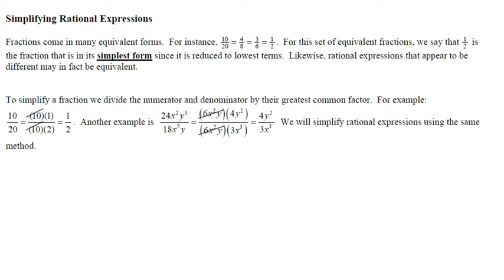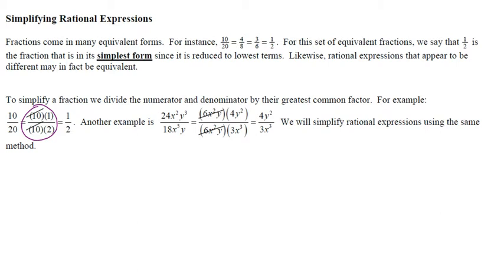24 x squared y cubed over 18 x to the 5th y. We want the greatest common factor. What's the biggest number? So here, in essence, with the 10 over 20, we factored it, right, to say, what's the biggest number that goes into 10 and 20? Which is 10. Okay, so I'm going to write the top as 10 times 1. And I'm going to write the bottom as 10 times 2. And then I can cancel the 10s.